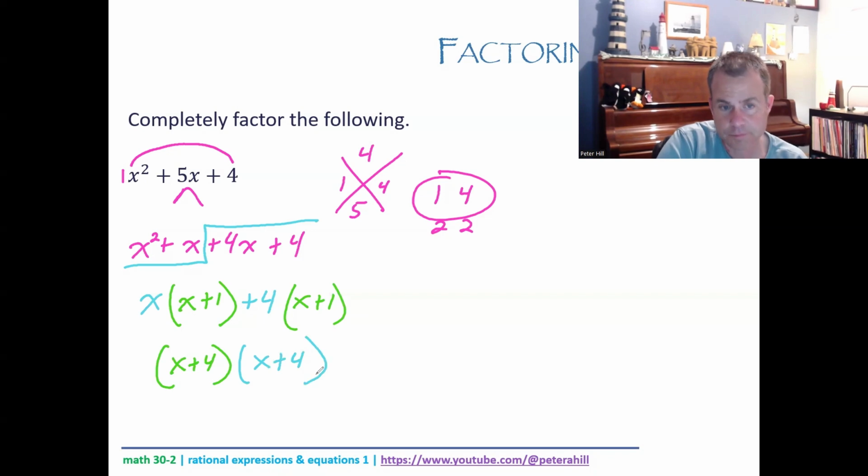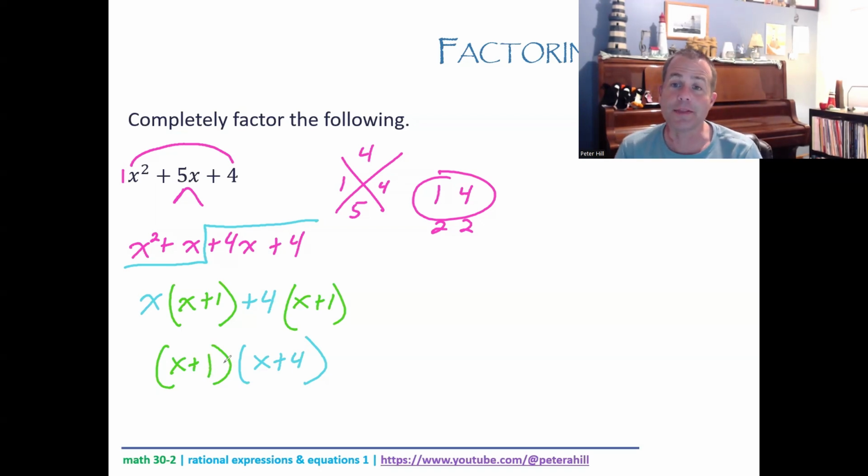Well, I'm left with x plus 4. My apologies. That was me being silly. That should have been a 1. I want to keep my color code. There we go. So x plus 1 came to the front, and then x plus 4 is what's left.